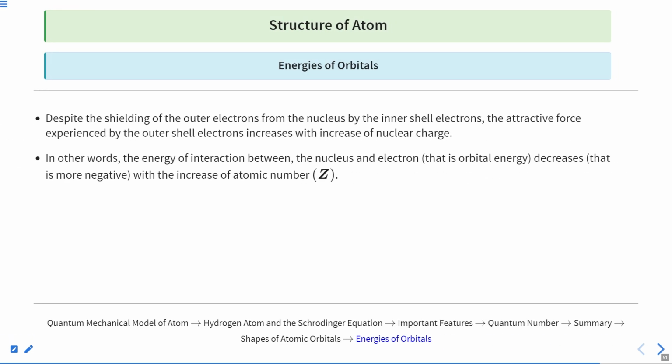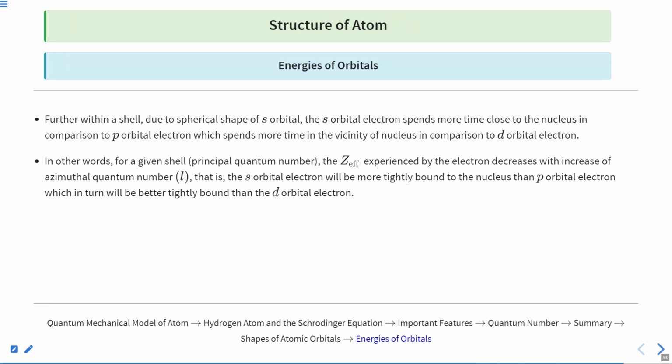Okay. Now, despite this repulsion, the attractive force experienced by the outer shell electron increases with increase of nuclear charge. In other words, we can say that the energy of interaction between the nucleus and electron decreases with the increase of atomic number. Further, within a shell, due to the spherical shape of the s orbital, the s orbital electron spends more time.